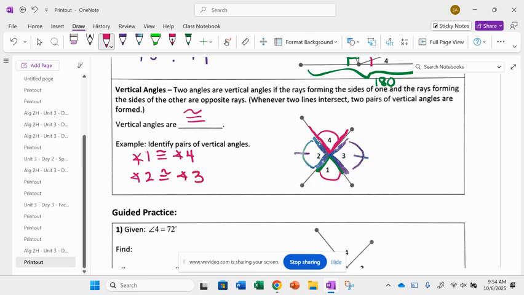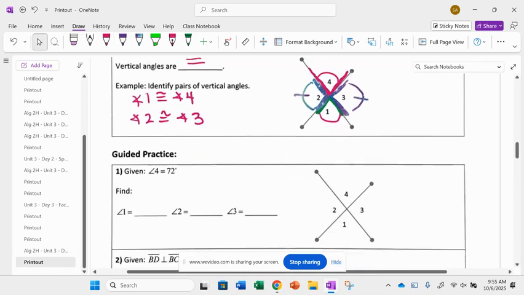Are 1 and 2 vertical angles? They're shoulder to shoulder. That's an upward kiss, right? They're not vertical angles. What's the relationship between angles 1 and 2? They're supplementary angles. Good. What about 2 and 4? Are they vertical? No, they're also supplementary. What about 4 and 3? Good.